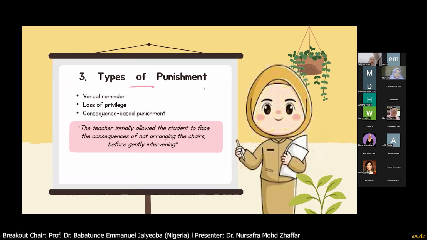The third theme is about types of punishment. Punishment was applied in the classroom in a non-harmful and educational manner, and the teachers used verbal reminders, loss of privilege, and also natural consequences. For instance, a teacher allowed a student to experience the consequence of not arranging chairs before gently intervening. This approach encouraged responsibility rather than fear in the students.